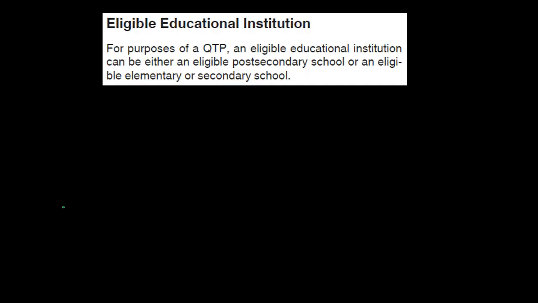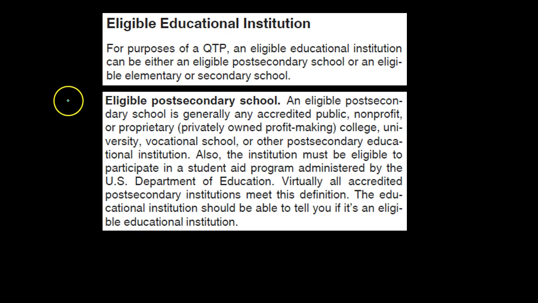Eligible educational institution. So what does that mean? What is an eligible educational institution? We've seen that key term a few times. The QTP needing to be set up in relation to one generally. So here we go into what is an eligible educational institution for purposes of the QTP. For purposes of a QTP, an eligible educational institution can be either an eligible post-secondary school or an eligible elementary or secondary school. Eligible post-secondary school defined, so we'll go into the definition of an eligible post-secondary school.